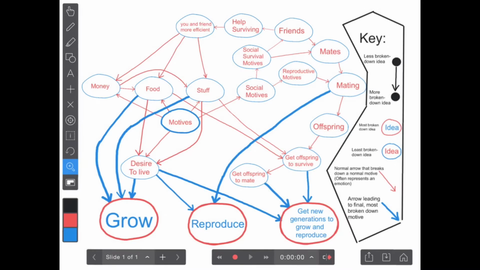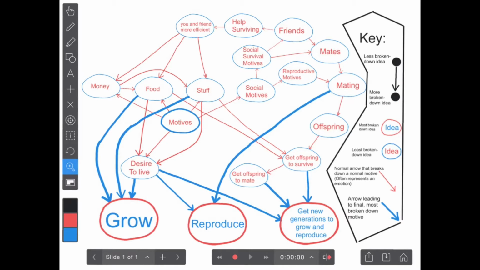So we will be explaining why you do the things that you do in life. I'm just going to quickly explain the key. The first part of it is the circle with the arrow pointing out of it, which is the less broken down idea. The circle with the arrow pointing into it is the more broken down idea.